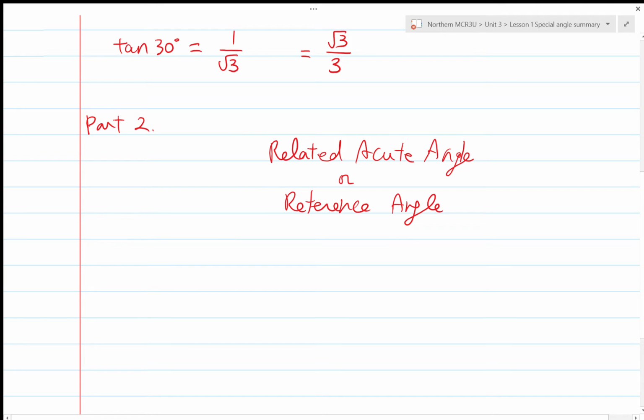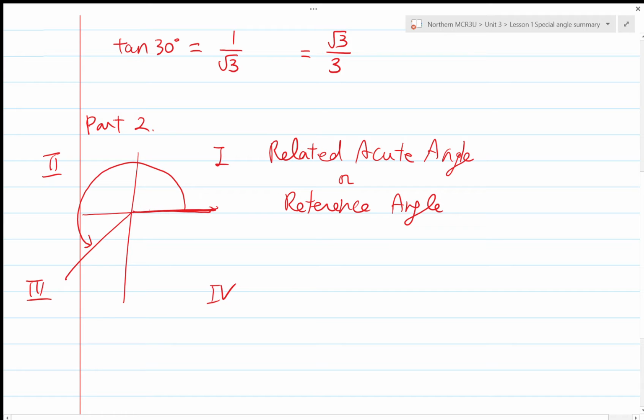So in this case, if I have a terminal arm located in the third quadrant, remember it is first, second, third, and then fourth quadrant, right? So if the terminal arm is located in the third quadrant, that means it turned and rotated all the way from the initial arm, which is the positive section of the x-axis, to this terminal arm, and that is my principal angle. So the actual angle that you rotate is called the principal angle. The angle between your terminal arm and the x-axis is the reference angle.